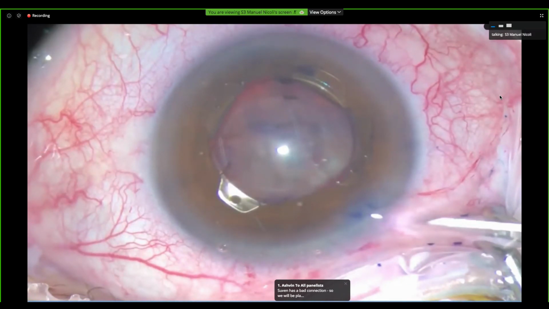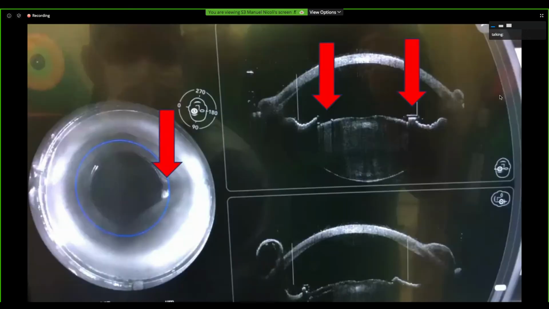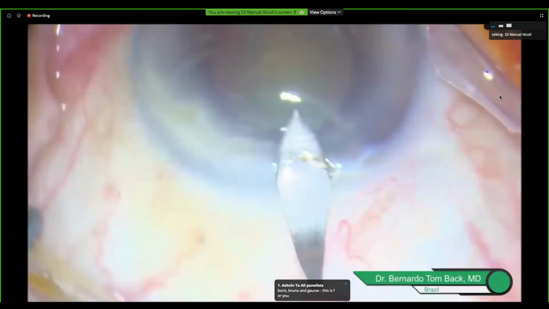The other thing we think is very useful is for FLACS, femtosecond laser assisted cataract surgery. Here we have the ring put in, in a Catalys procedure. As we can see by the red arrows, there's the ring.